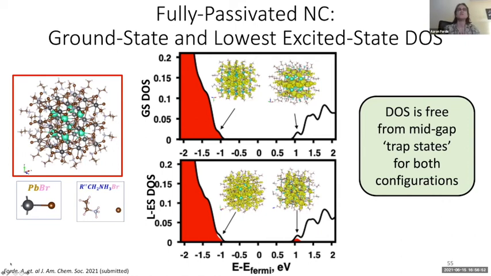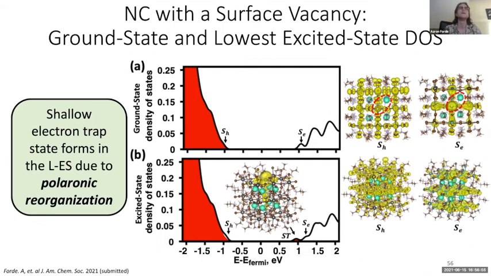And then considering, in this case, just a phase defect, we see that if I manually create a phase defect on the surface and just consider the ground state density of states in this top panel, the band gap still remains clean. So there's no trap states introduced.